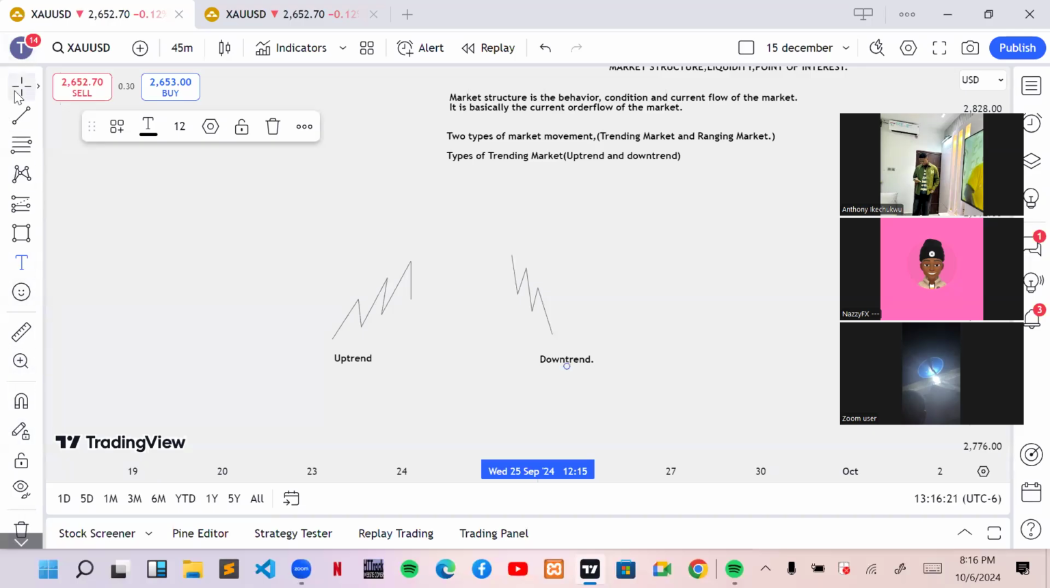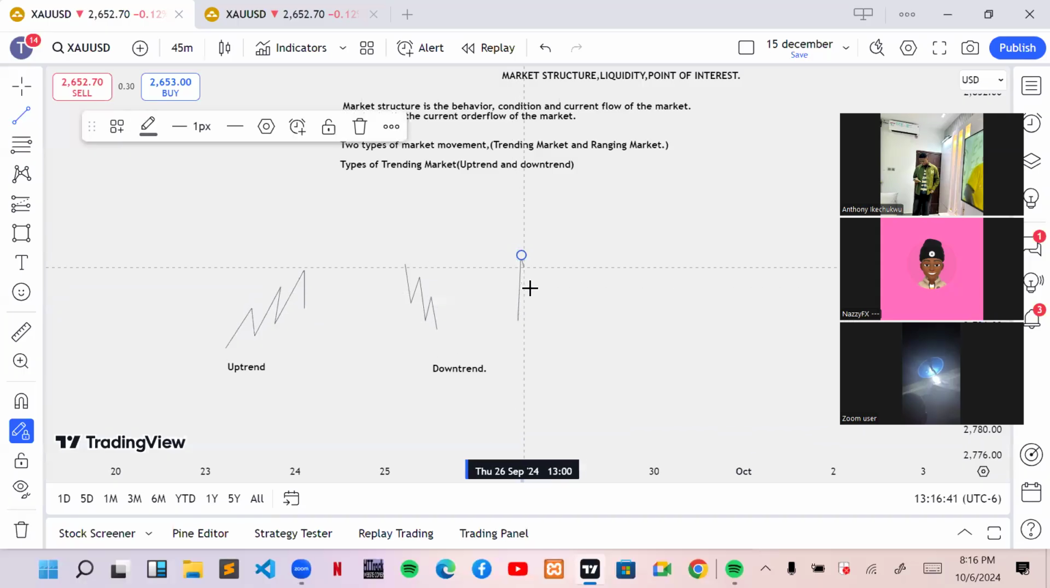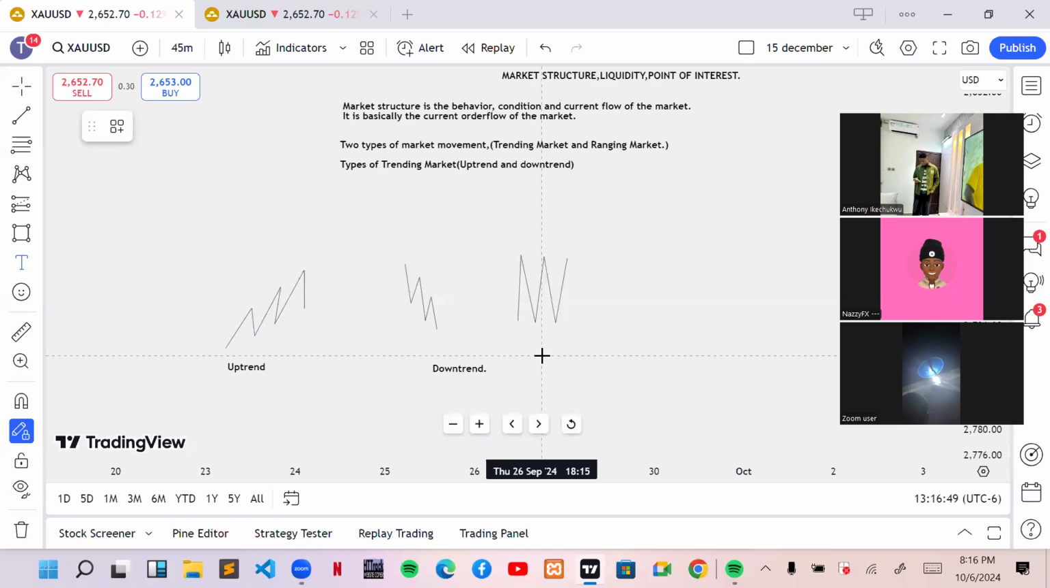Then we have the ranging market, which isn't really trending anywhere. It's just moving from one particular point to another. If you move from point A to point B, you move back from point B to point A, then from point A back to point B. A range means being stagnant, staying in the same fixed area and moving back and forth. This is what it means for the market to be on a range. It's more of a consolidation.